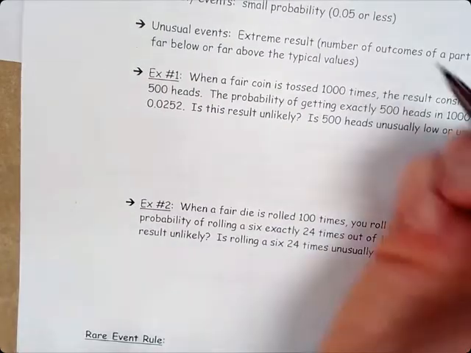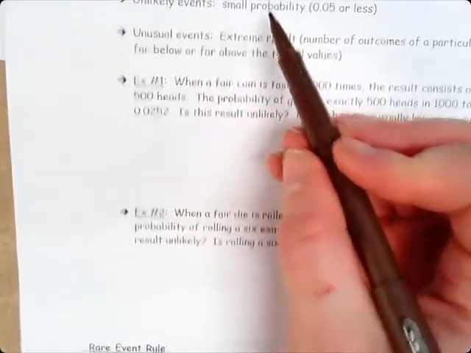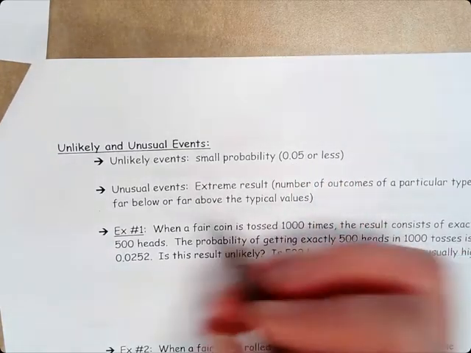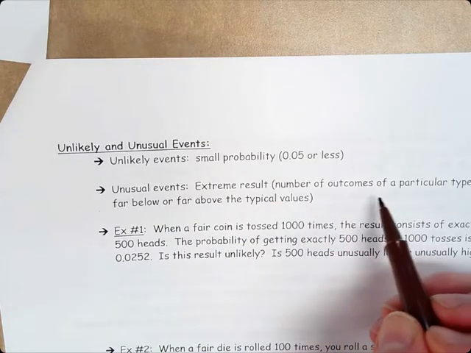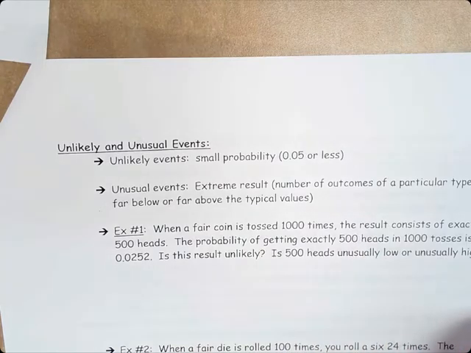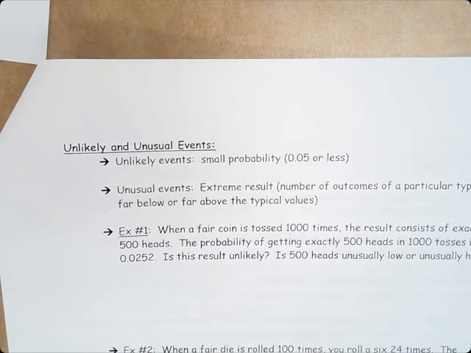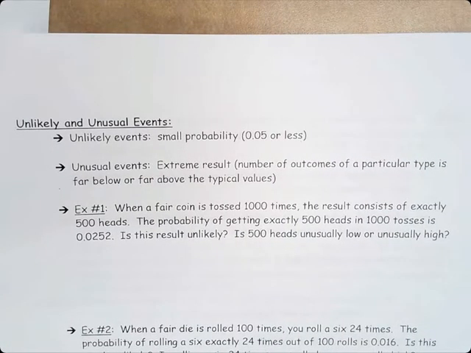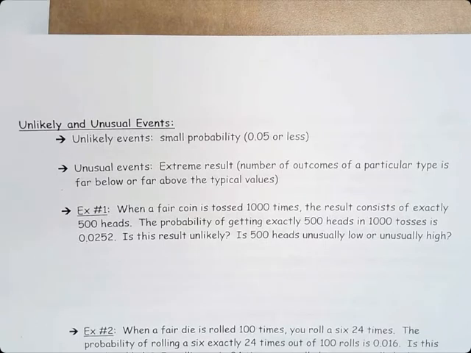Unlikely events. Unlikely events would be considered to have a small probability of 0.05 or less. Unusual events, extreme result, number of outcomes of a particular type is far below or far above the typical values. Example 1, when a fair coin is tossed 1,000 times, the result consists of exactly 500 heads. The probability of getting exactly 500 heads in 1,000 tosses is 0.0252. Is this result unlikely? Is 500 heads unusually low or unusually high?